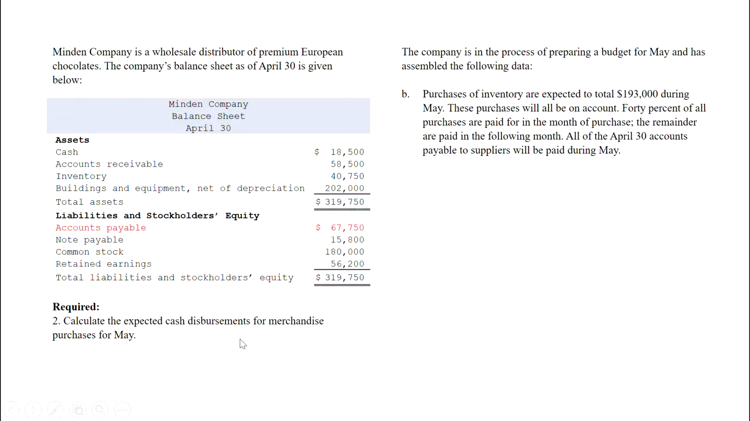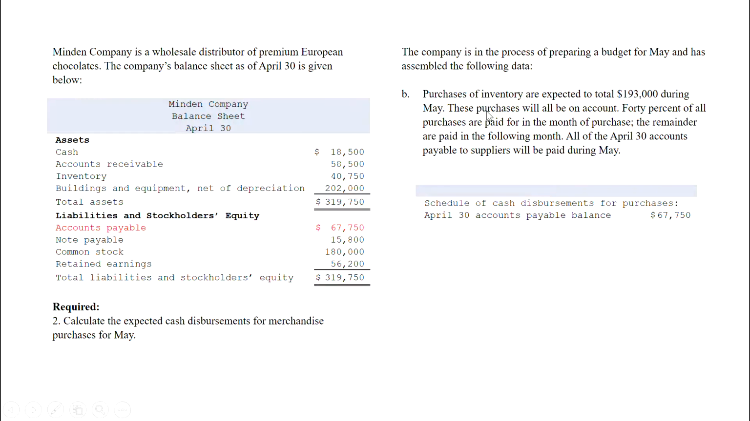and it specifies we're only talking about merchandise purchases for the month of May. Again, I tried to highlight what seemed to be relevant information, accounts payable from the April timeframe, and also point B gives us inventory related and purchase related information. So again, let's start pulling this together. Number 1, let's start to read through here.